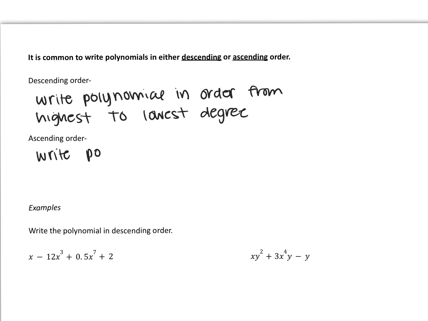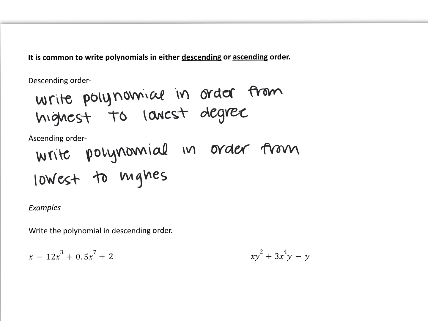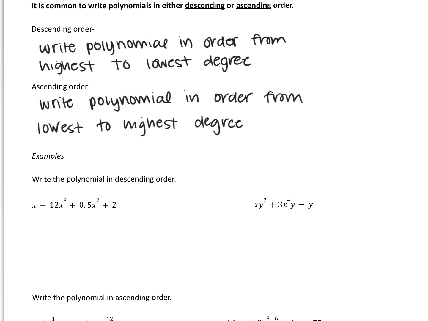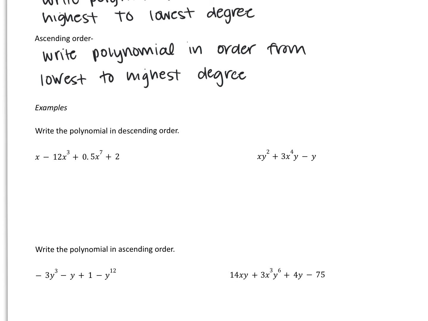Ascending order is when you write a polynomial in order from lowest to highest degree. We are going to practice writing in ascending order, but not a lot of the time are we going to work with polynomials in that order. So we want to write our polynomials in descending order. First I need to figure out the power of each term so I know what order to write it in.